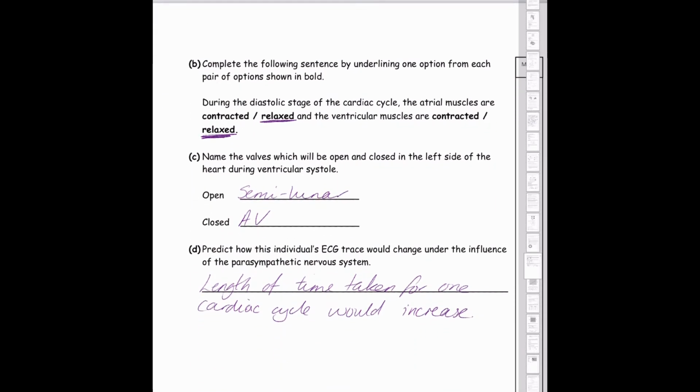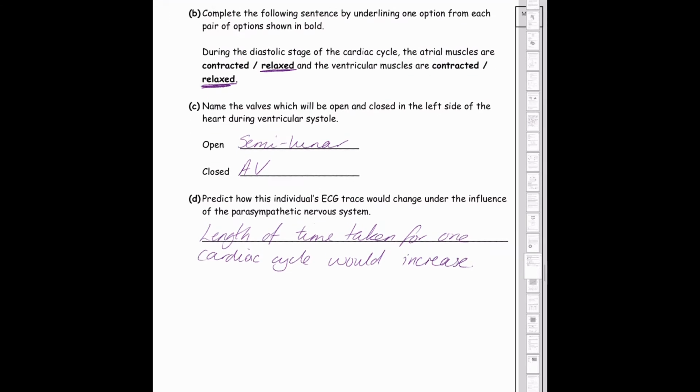During the diastolic stage of the cardiac cycle, the atrial muscles are relaxed and the ventricular muscles are relaxed. Diastole is relaxation of the heart. And the valves that will be open and closed in the left side of the heart during ventricular systole, so that's when the ventricle's contracting: the semilunar valve will be open as the blood is forced out into the aorta, and the AV or atrioventricular valve will be closed, and that prevents backflow of blood into the atria.